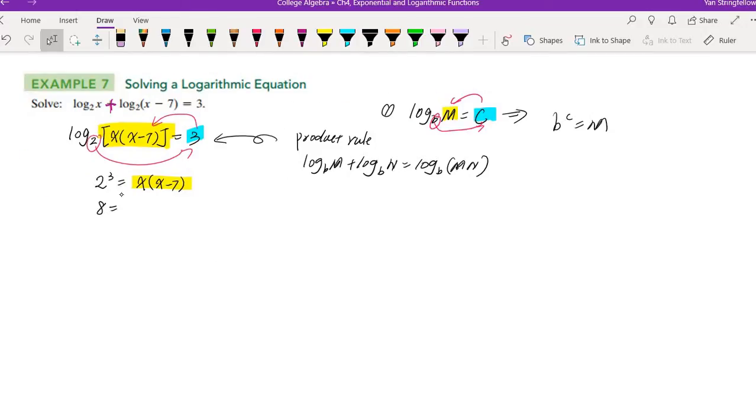We're going to have 8 equal to x squared minus 7x. Okay, and then we're going to have x squared minus 7x. I'm going to subtract 8 from both sides. That will be minus 8. And then I can write this equal to 0 on the left side, but I want to write it on the right hand side because I'm used to it. Okay, so now I'm going to turn this into a quadratic equation.